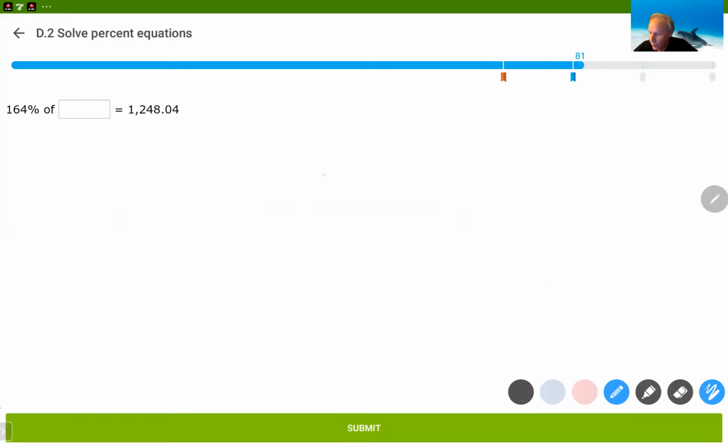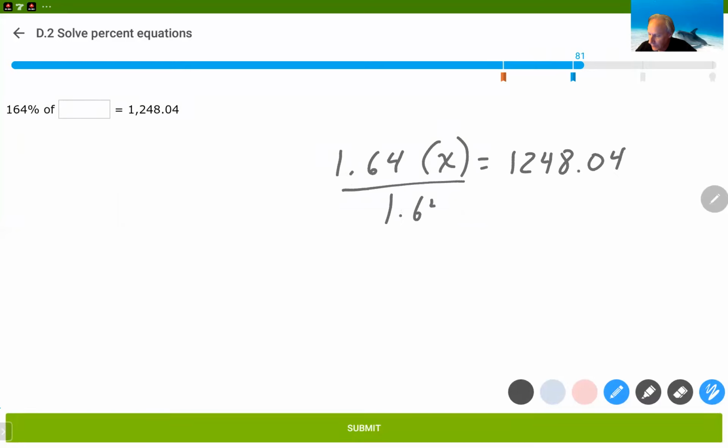So I have 1.64, that's 164%, of x is 1248.04. And so I'm going to divide by 1.64. And again, I definitely wanted to have my calculator handy for this. 1248.04 divided by 1.64, which is 761. I figured it would work out evenly, but still.